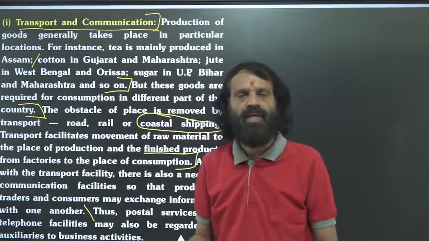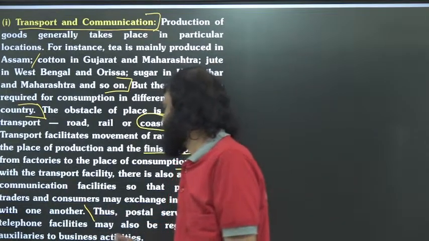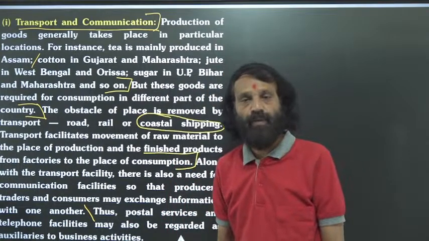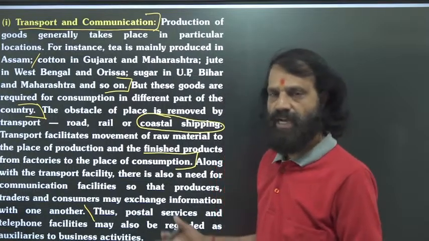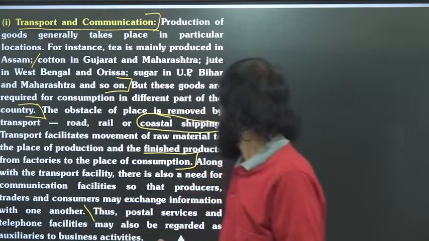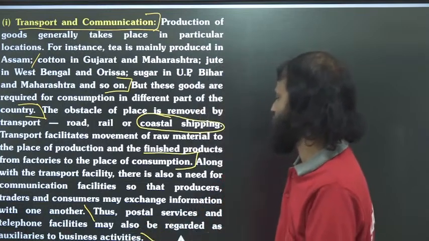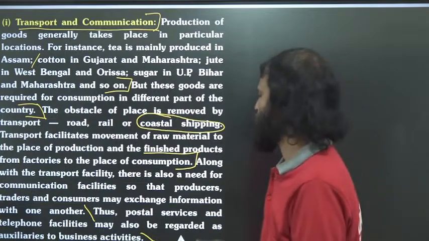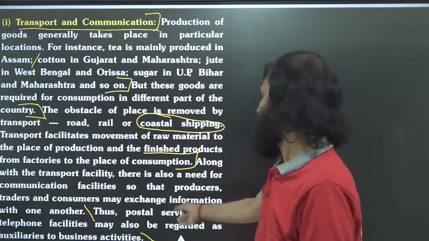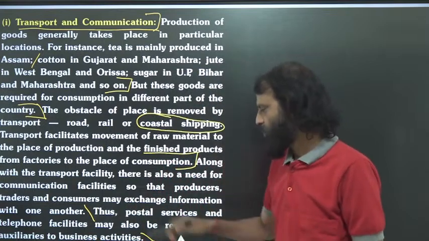2G came, 3G came, and now 4G and 5G are also going to come in our place. So we need a better network system. The communication system can change the scenario of business. Thus postal service and telephone facilities may also be regarded as auxiliaries to business activities. All these are connected subjects. When we talk about the communication system, it is not only the transportation system but also the postal as well as the telecommunication system that is included in it.